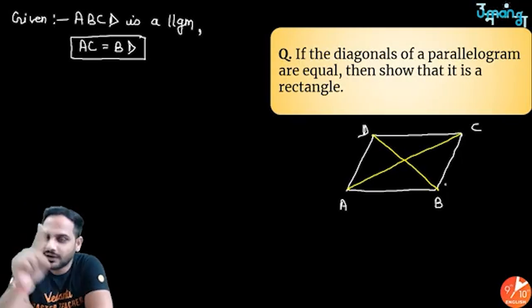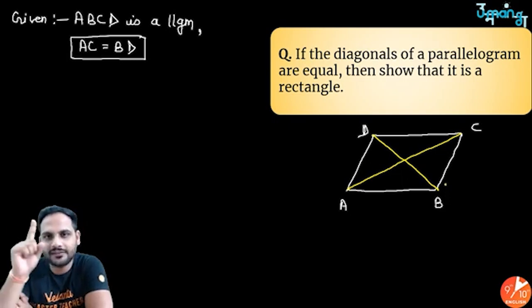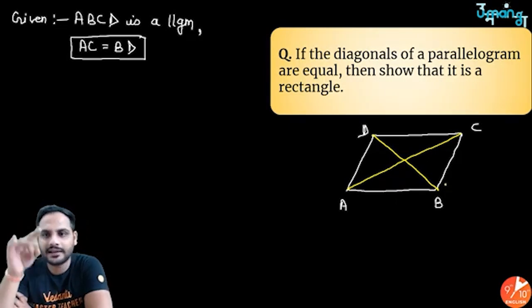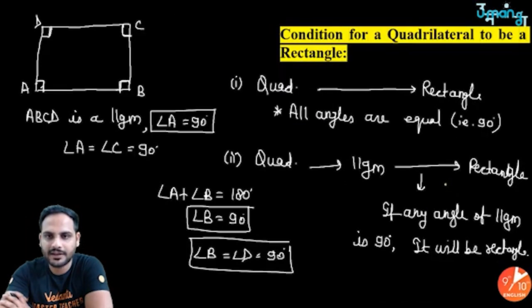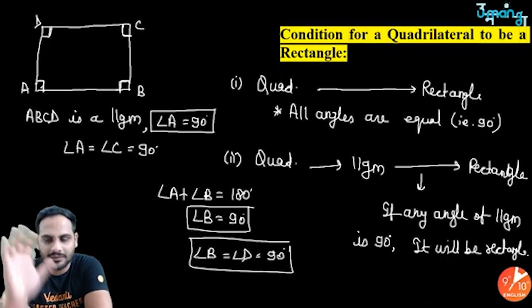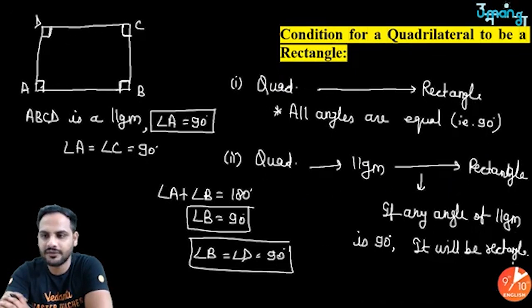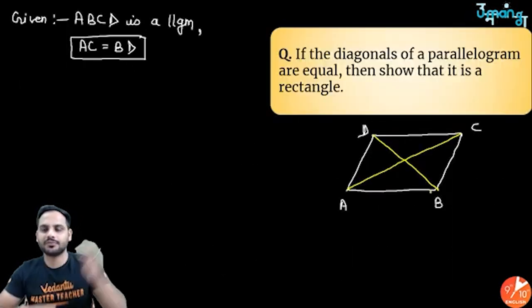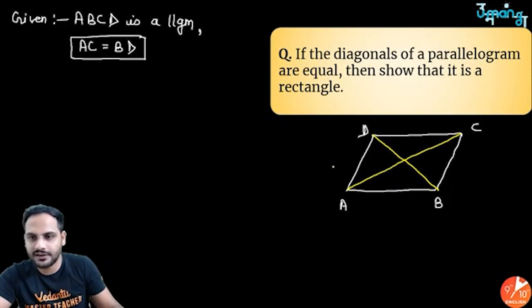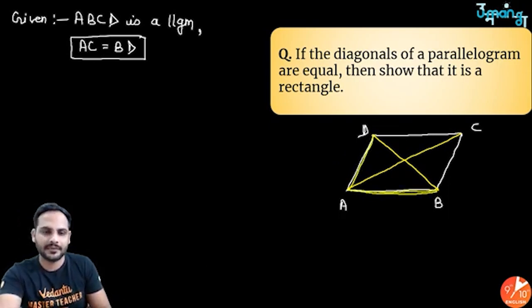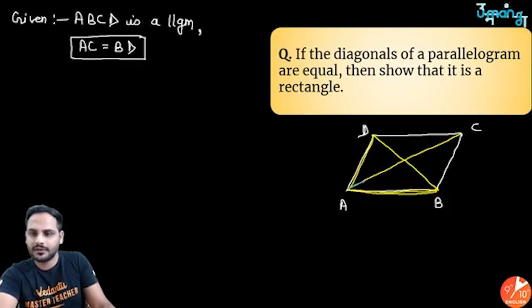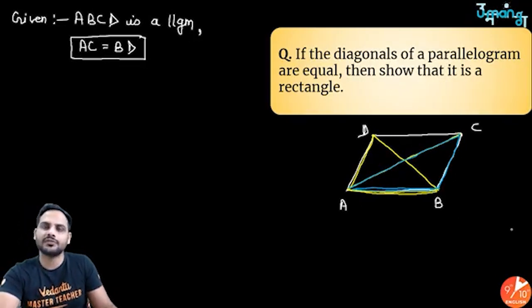So I have told you, parallelogram to rectangle, how do you go? If in a parallelogram any one angle is 90 degrees, I can say it will be a rectangle. Remember, I told you here: already a parallelogram is given, so for parallelogram to rectangle, if any one angle is 90 degrees, then it is a rectangle. So my aim is to prove that any one angle of this parallelogram is 90 degrees. So let us talk about these two triangles, triangle ABD and triangle ACB. Let's see, can we prove these two triangles congruent or not?